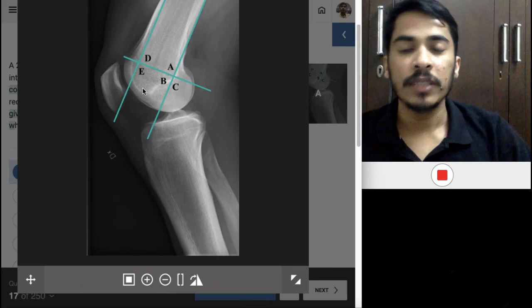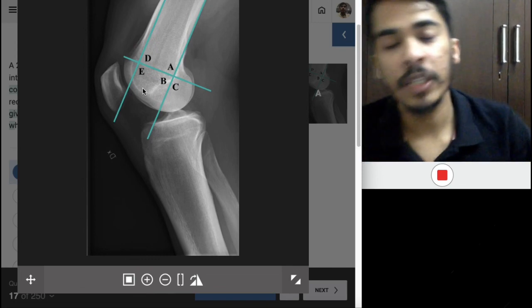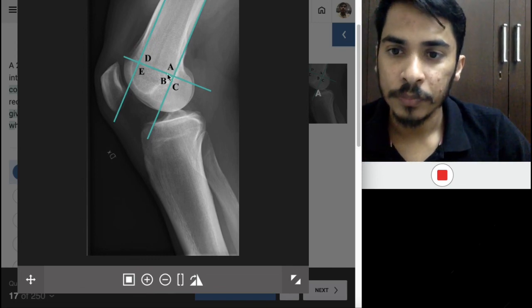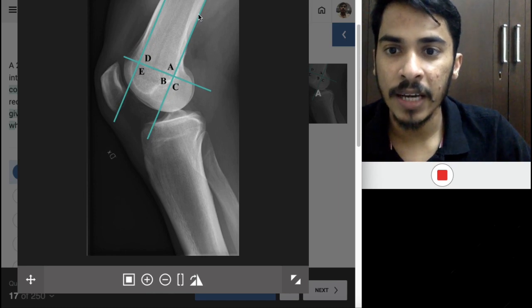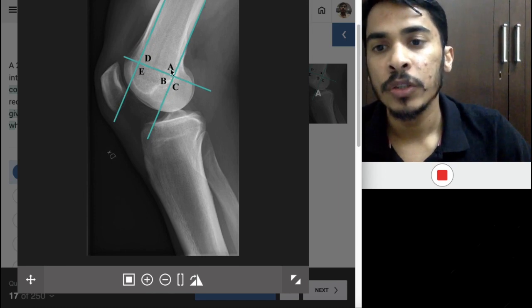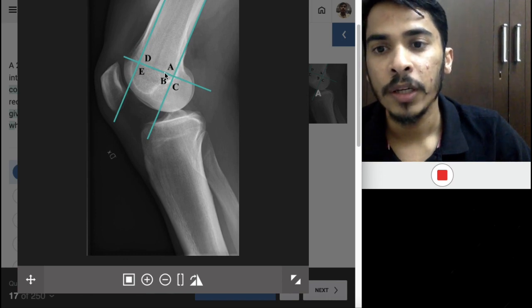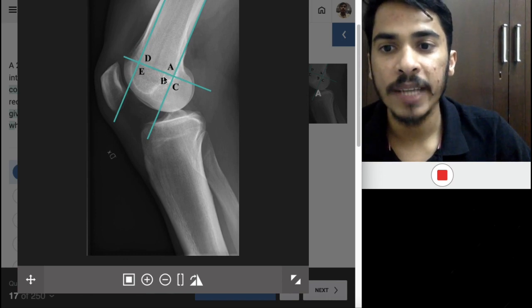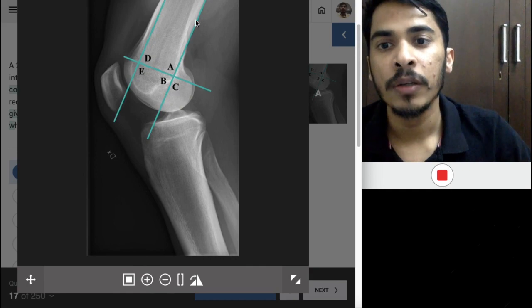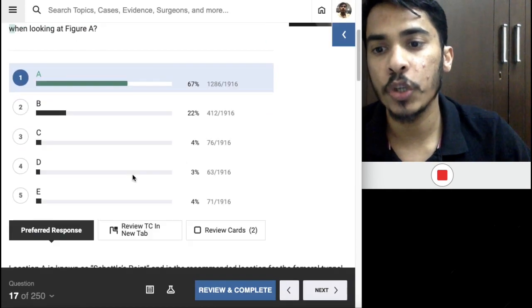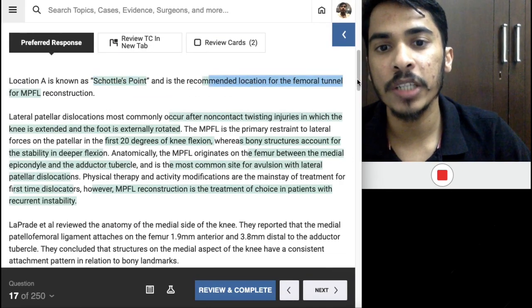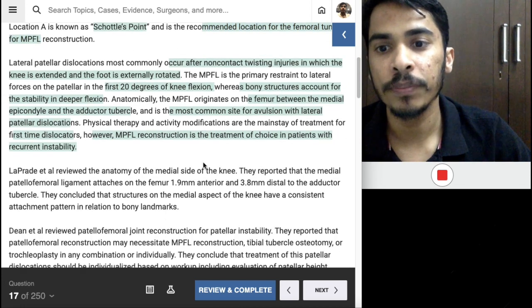So this is one of the most common questions that we should be aware of. This is Blumensaat's line, and this is the line for the posterior femoral cortex. So the femoral attachment of the MPFL should be proximal to Blumensaat's line and anterior to the posterior femoral cortex line. So this is the shortest point, the recommended location for the femoral tunnel for MPFL reconstruction.